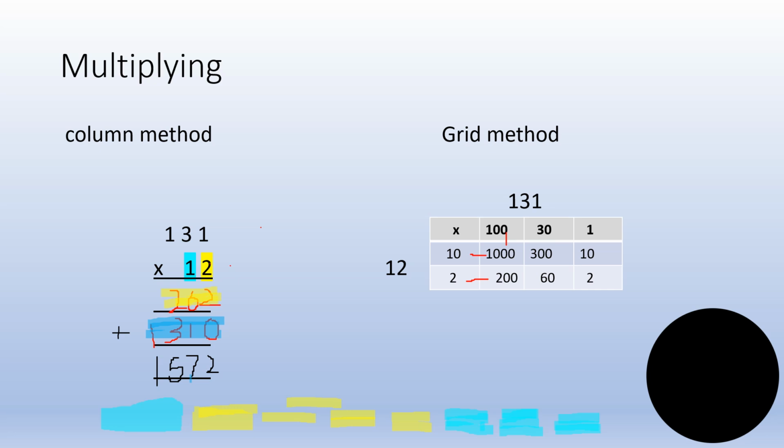What I need to do then is take up all of my answers, so 1000 from that first box. This may get slightly out of line, but we'll see how we go. 200. I've got 300. Again, I'm trying to keep these in order so that I've got units, tens and hundreds in the right line. Then I've got 60. And then I'll put these two together. I've got 12 there.